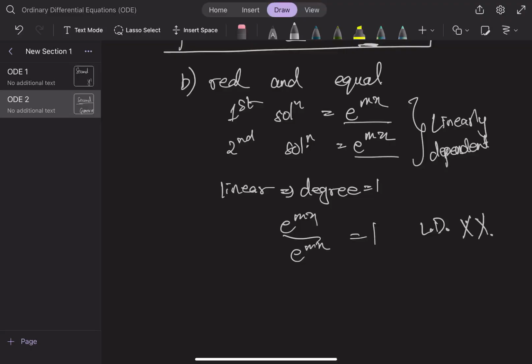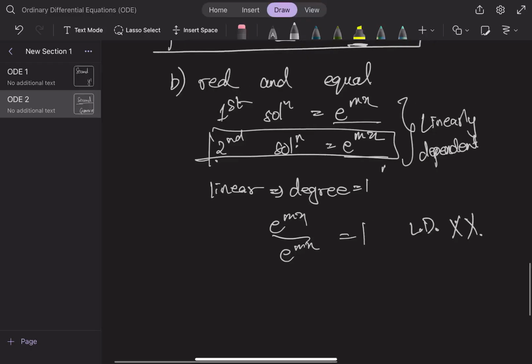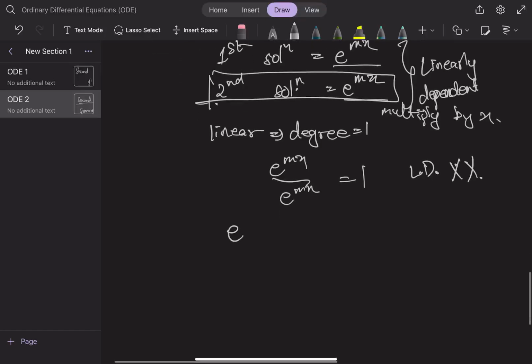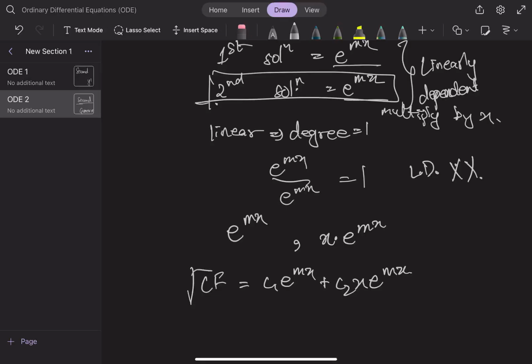So what we do is we change this second solution. We multiply it by x. So our first solution becomes e raised to mx, and second solution becomes x multiplied by e raised to mx, which means your CF will be C1 e raised to mx plus C2 x e raised to mx. Always remember this, two of your solutions can never be linearly dependent. If you encounter linear dependency, always multiply one solution by x.